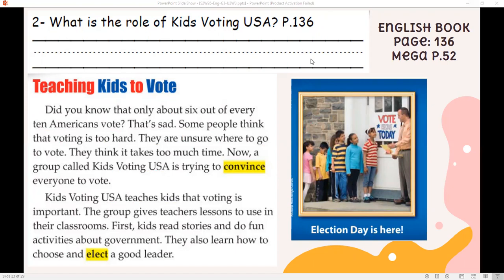Question: what is the role of Kids Voting USA? So, what do they do? As mentioned in this paragraph, they are trying to convince everyone to vote. Kids Voting USA is trying to convince everyone to vote.